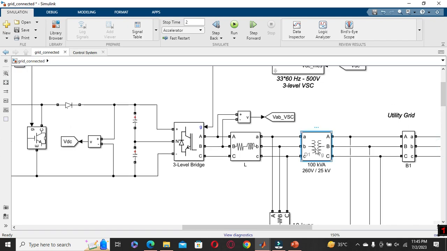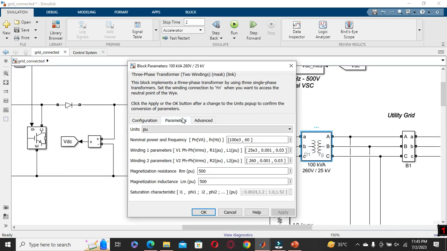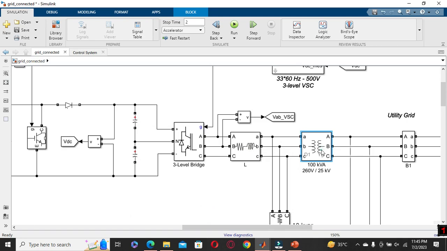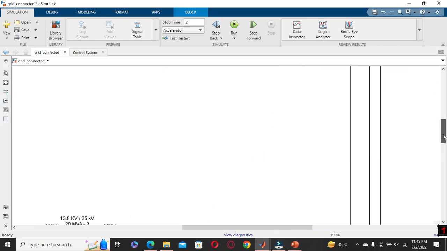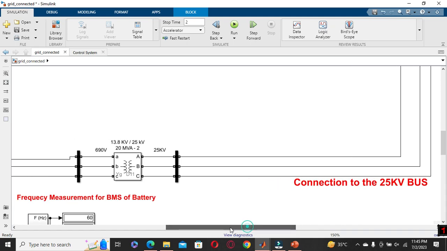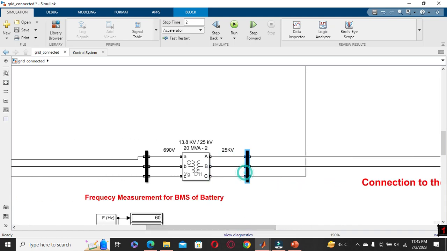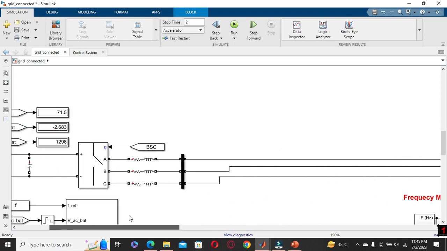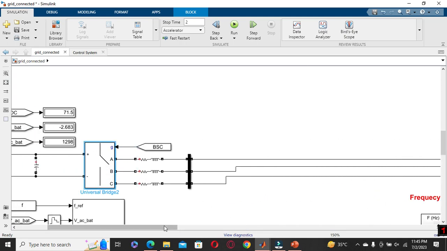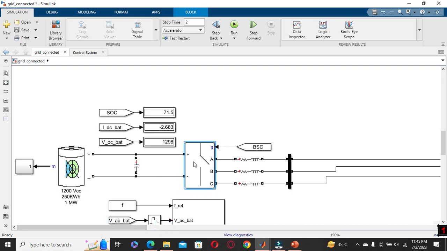If we go into the transformer section, here you can see the parameters: our primary is 260 volt and secondary is 25 kV, and this will produce 25 kV at the secondary side. So here it will be fed into bus 1, and here is another transformer which will convert 25 kV into 13.8 kV. It will step down the voltage, and it will be fed into the AC to DC converter, right? And the AC to DC converter converts AC into DC and stores it in the battery.